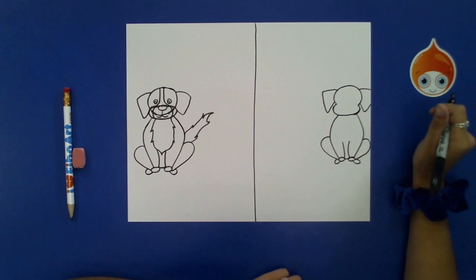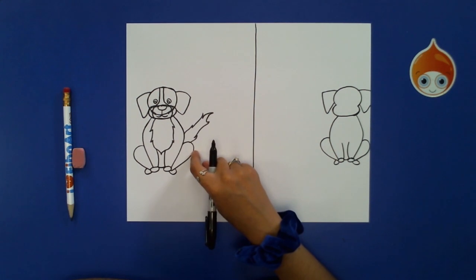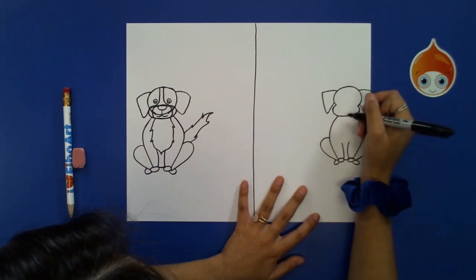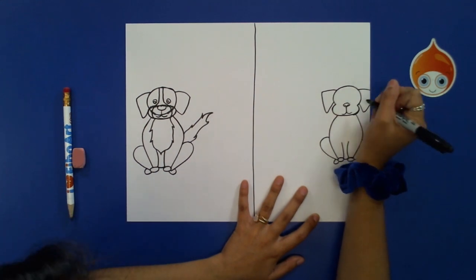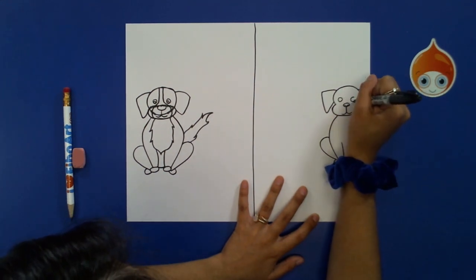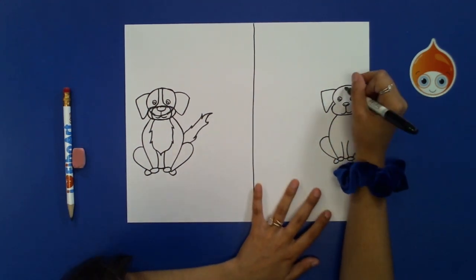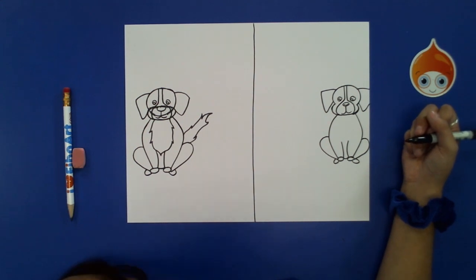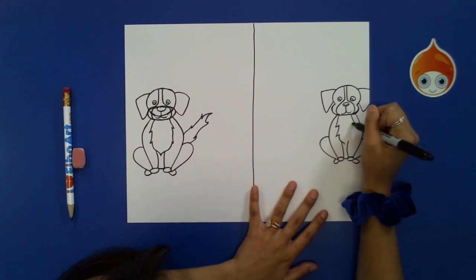Okay, so everyone, you are going and finishing up your subject on the right. If you're doing the same thing as me, just follow the steps that we used on our first dog to draw the dog on the right. Now you want these to look as close alike as possible, but sometimes it is hard to make your dog look exactly the same. So if it doesn't, that's okay.